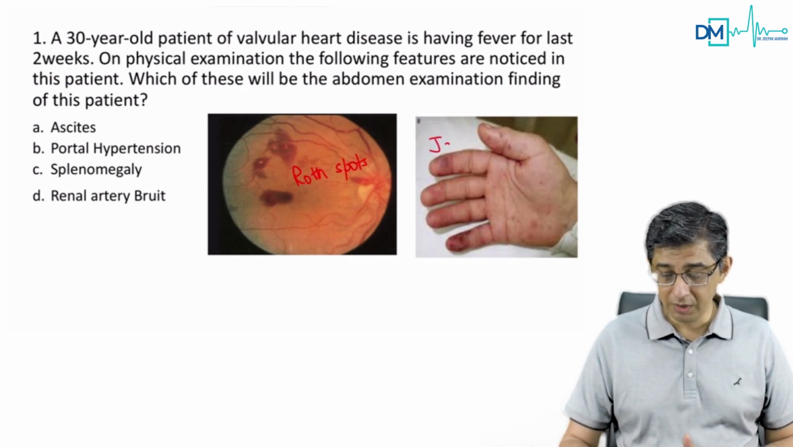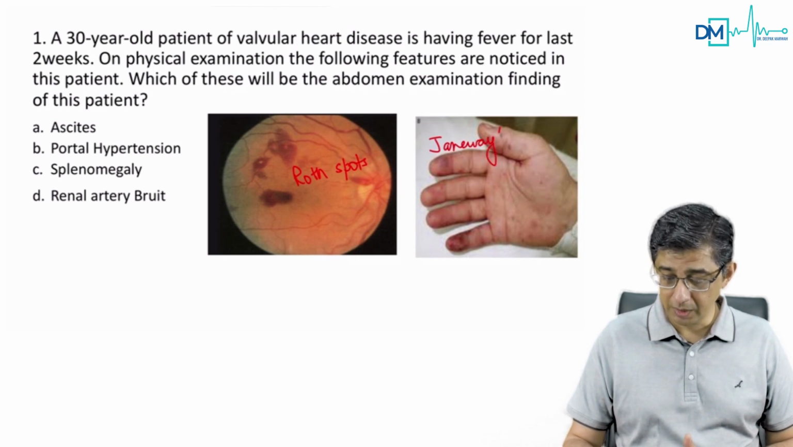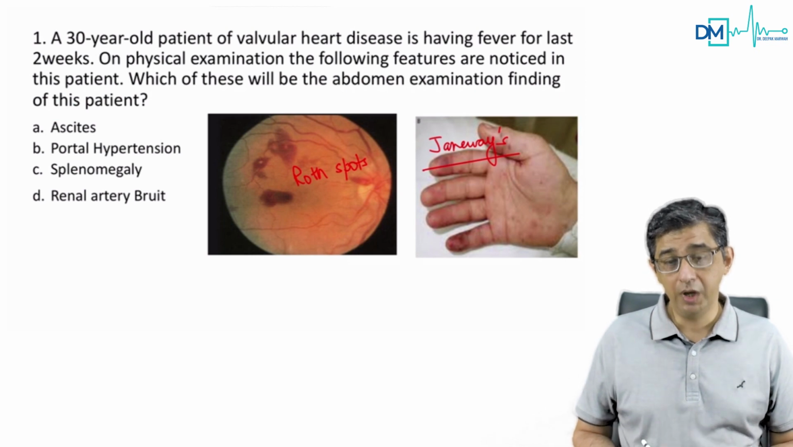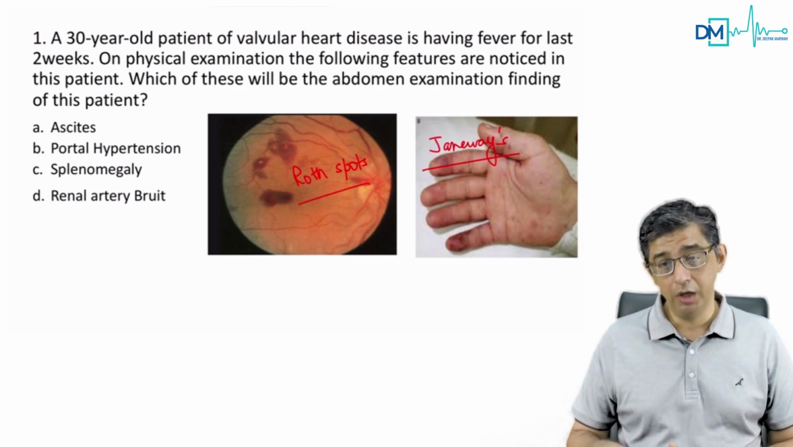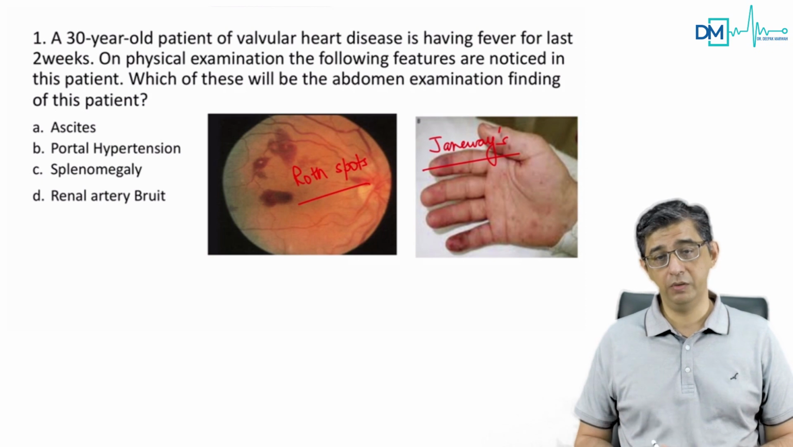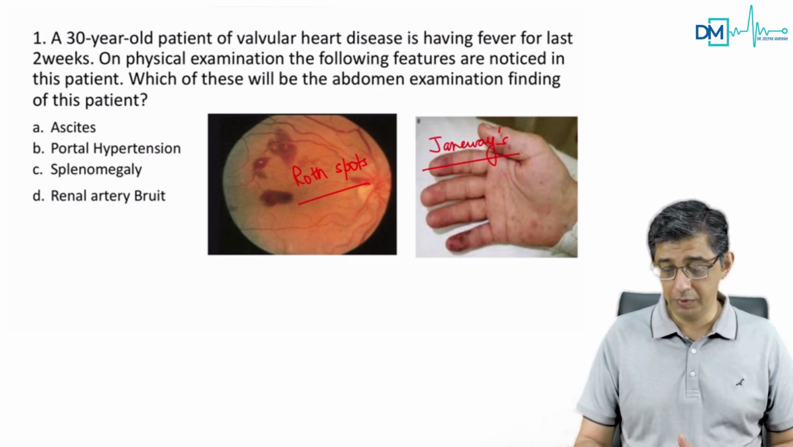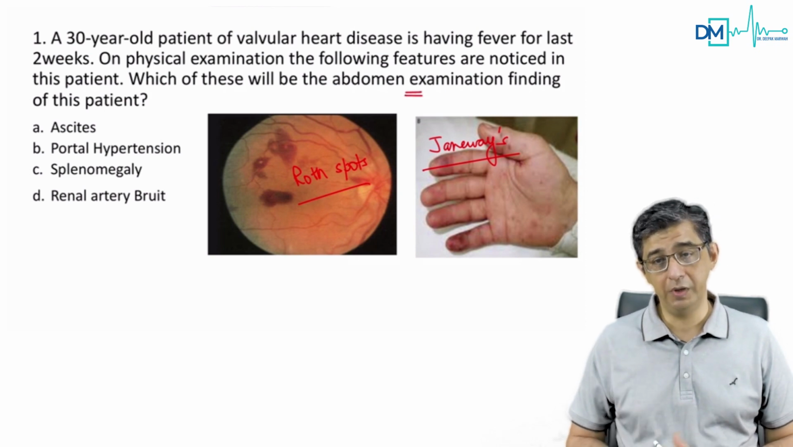Now, in the previous FMG exam, they used to keep questions simple. They used to simply ask you about Duke's criteria, but here he has given you two images of the findings of infective endocarditis, and then gone a step further. What is asked here is what will be the abdominal examination finding of this particular patient.